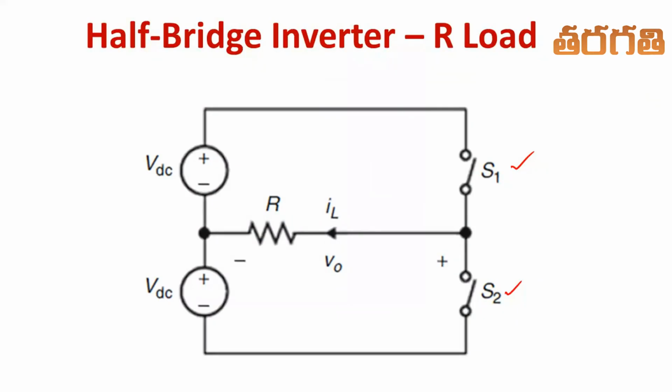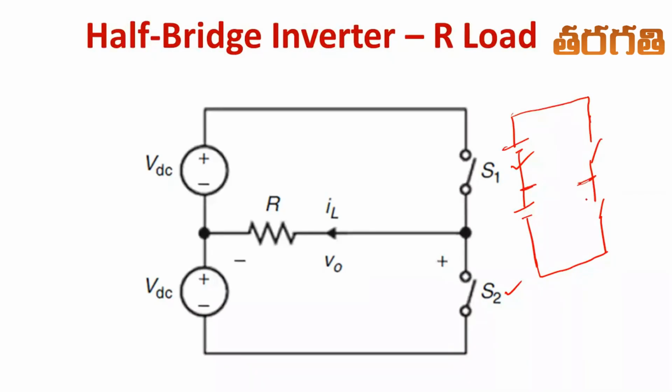Here two switches are connected in series. This is what we call a half bridge configuration. Two sources are connected in series. These are the interconnection points of sources and switches. Both ends of the series connected switches are connected in parallel to the sources, and at the midpoint the voltage is measured.